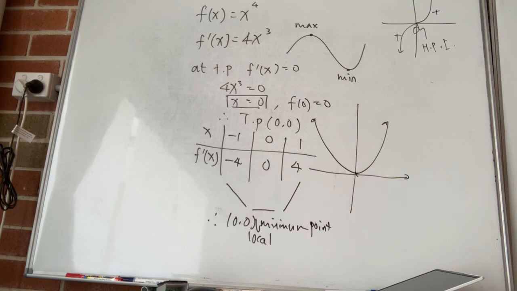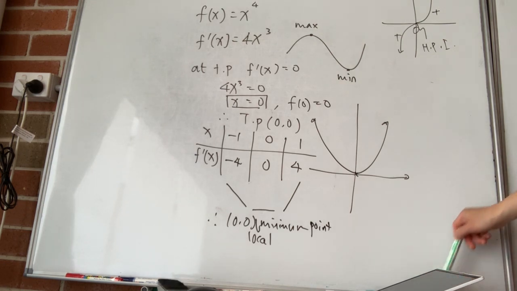What was it called again? Horizontal point of inflection. What's the vertical point of inflection though? Is there a vertical point of inflection? No, there is no vertical point of inflection. It's only horizontal point of inflection, because at that point the gradient is horizontal.